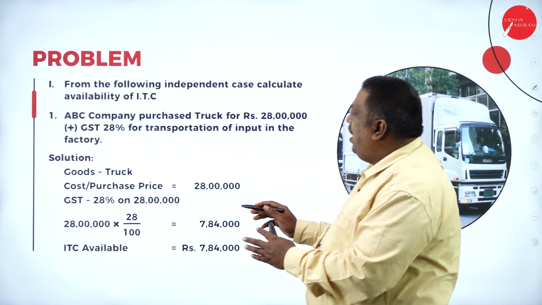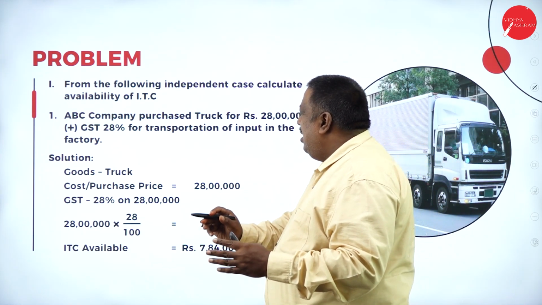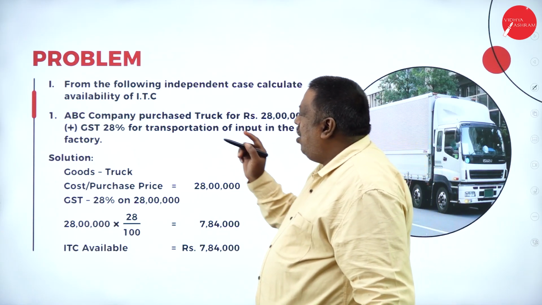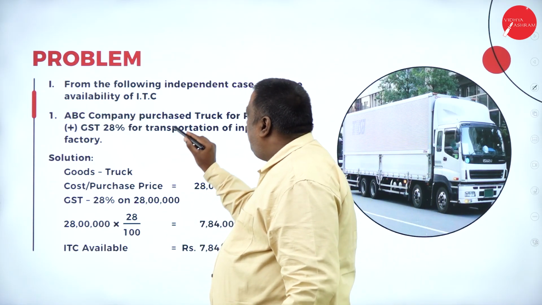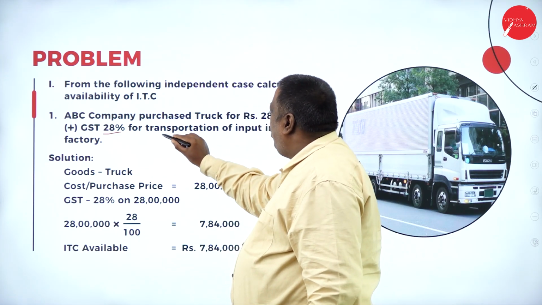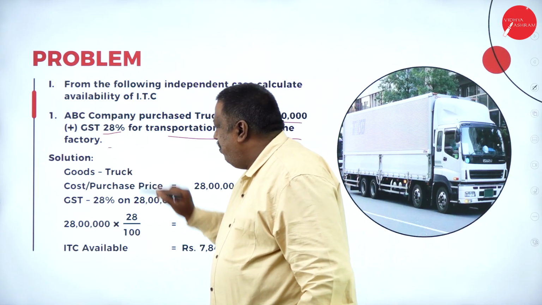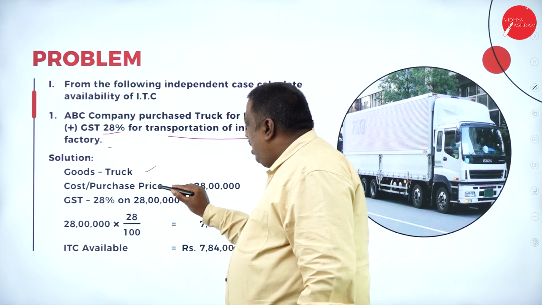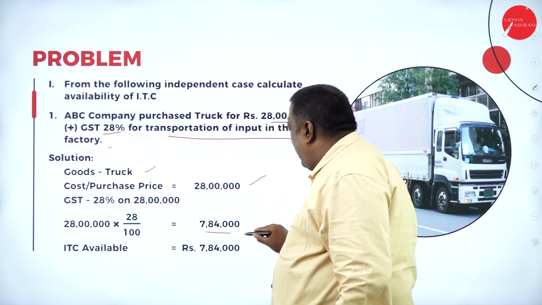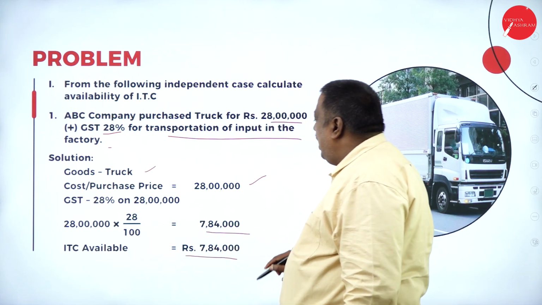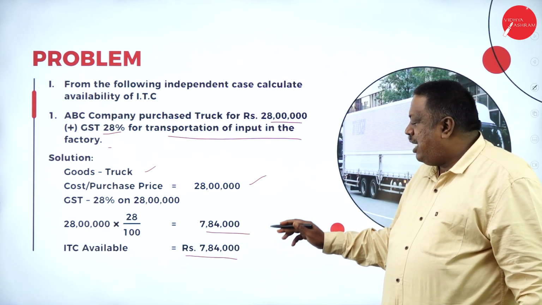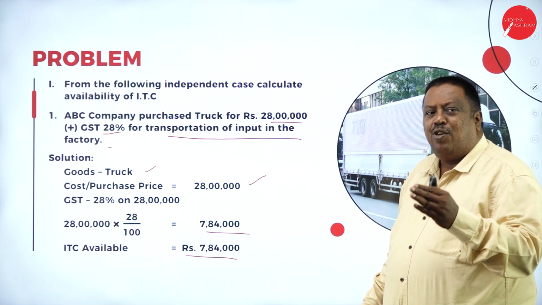The next concept we have here, ISD or ITC, we are going to check now. The first problem we have taken here on ITC. ABC company purchased a truck for 28 lakhs, paid GST 28% for transportation of input in the factory. The goods is a truck here, cost price is 28 lakhs and it is 28%. So 7 lakh 84,000, the entire amount is eligible for input tax credit. So you can claim whatever tax has been paid here at the time of output taxes.